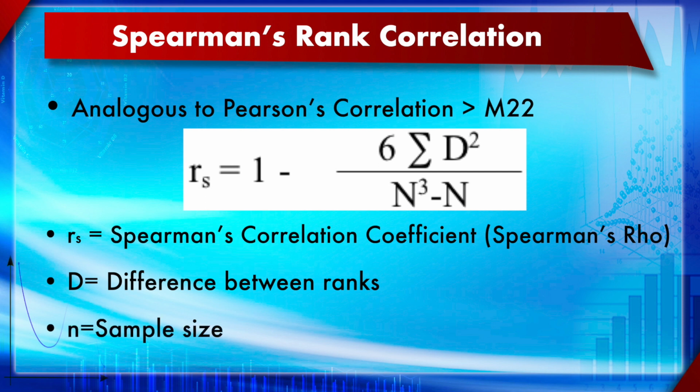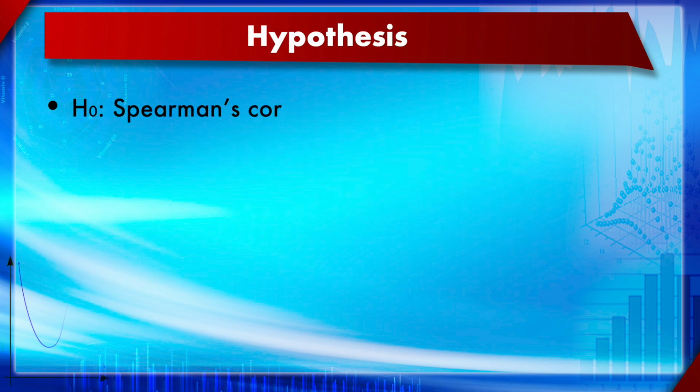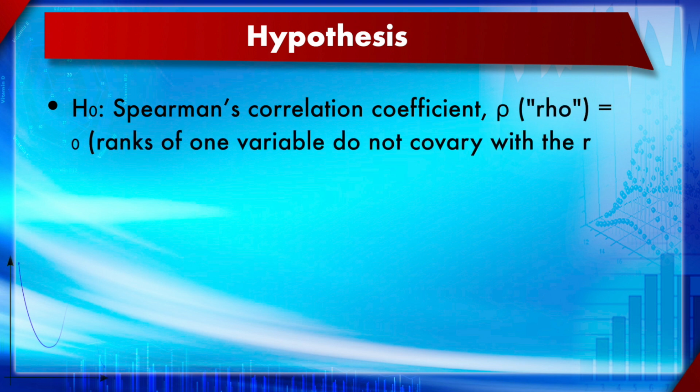So the formula is very simple and intuitive, and you can easily do that using a paper and a pen. The hypothesis is that Spearman's coefficient, that is rho, is equal to 0. That means ranks of one variable do not covary with the ranks of the other variable. See, it's not that the raw scores of the variable are covarying or not. It's only about the ranks of this variable covarying or not.